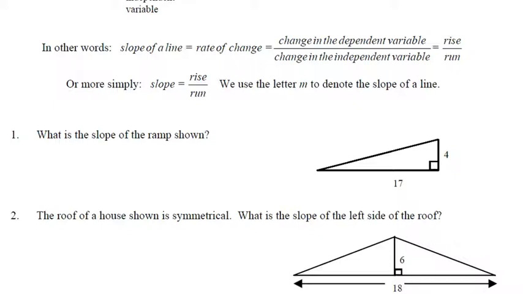What is the slope of the ramp shown? 4/17. Okay, so rise over run, 4/17.